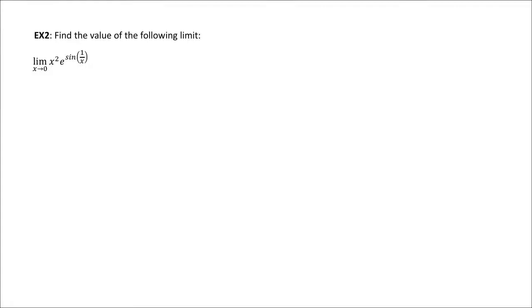There is some variation. I do see that we have an exponential, but x squared is still there, and sine of 1 over x is still there. Because of sine of 1 over x, this function right here is again discontinuous at 0. However, the process is very similar to the process of example 1.